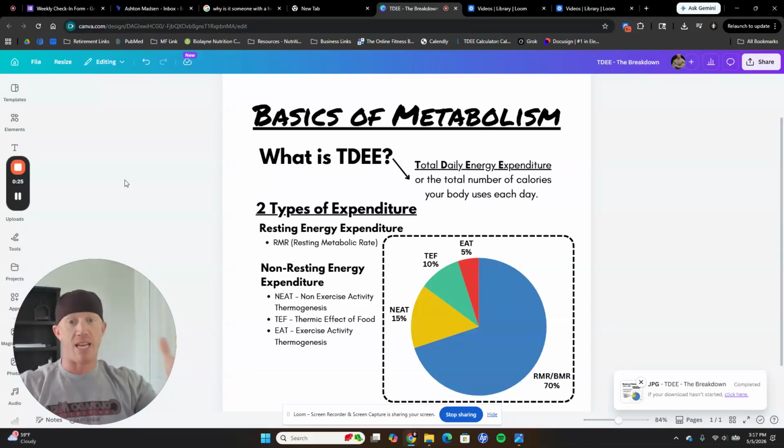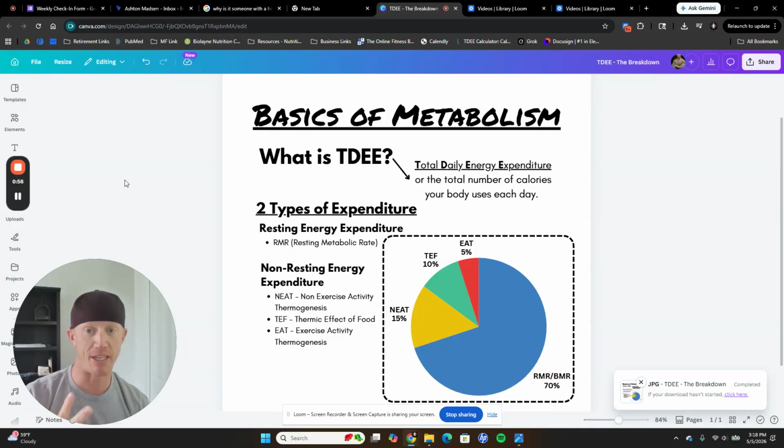So the basics of metabolism, first and foremost, another term that a lot of people will use for this is TDEE. Okay, so that's an acronym for total daily energy expenditure, which means this is the total number of calories your body uses on a daily basis. Okay, so there are four main categories that make up our metabolism or our TDEE. We're going to go through this briefly. Again, we're not going to get super in depth here. This is just a basic understanding of what metabolism is.